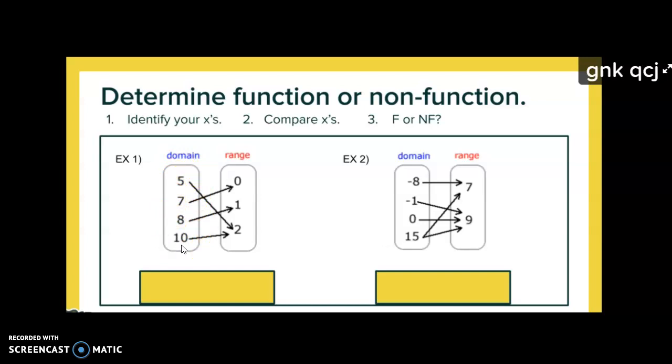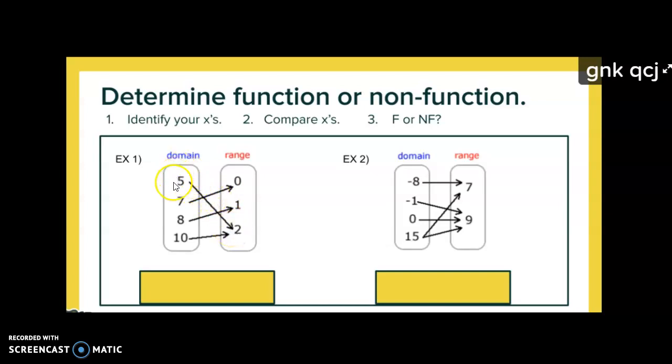So, example 1. The way we figure out whether a mapping diagram is a function or not is we have to look at each X, right? So I have 1, 2, 3, 4 different X's. Notice how there are arrows coming from each of the X's, right? They're pointing to a number on the Y side. If one of those numbers on the X side has 2 lines coming from it, that means it's pointing to 2 different numbers, then that means it is not a function.